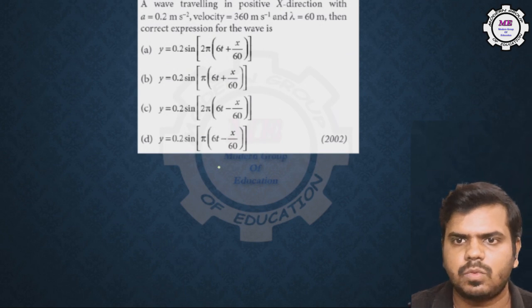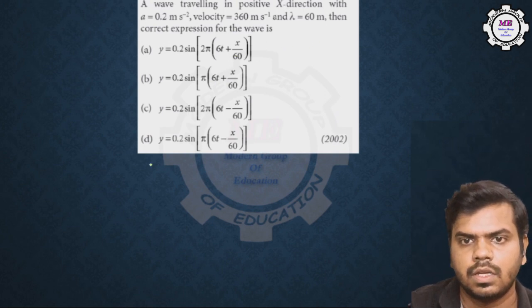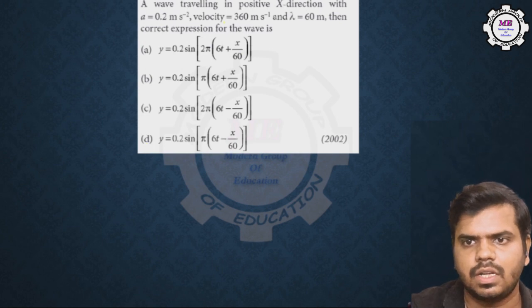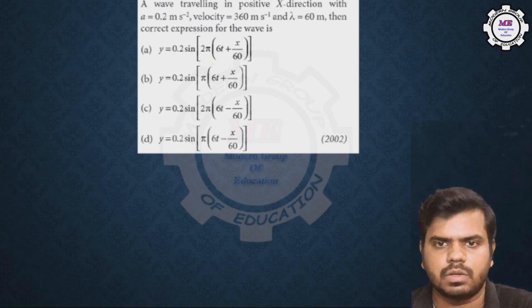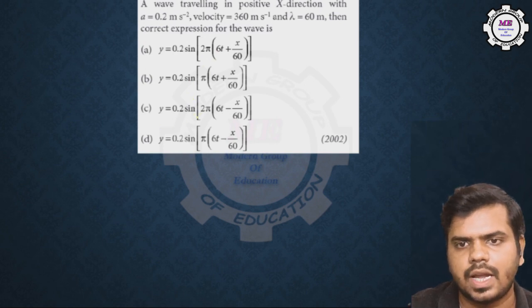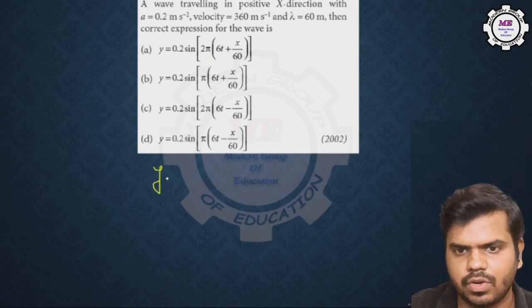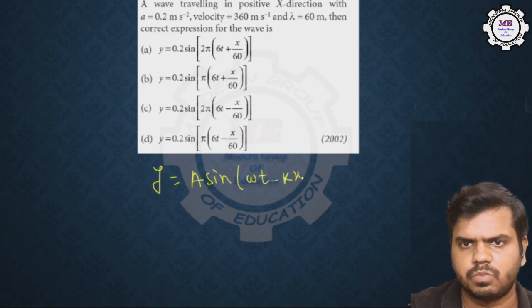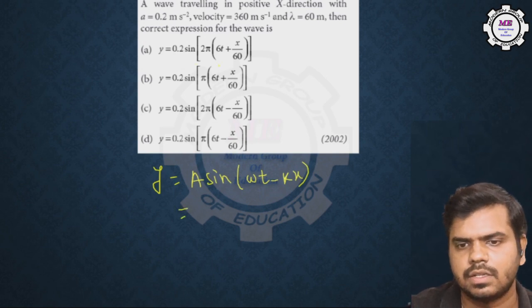A wave is traveling in the positive x direction with amplitude a equal to 0.2 meter, velocity 360 meter per second, and wavelength 60 meter. Then what is the correct expression for the wave? First of all, you have to check the form of the equation of the wave. Here 2 pi is multiplied inside, because the equation is y equal to a sine of omega t minus kx, since it is traveling in the positive x direction.